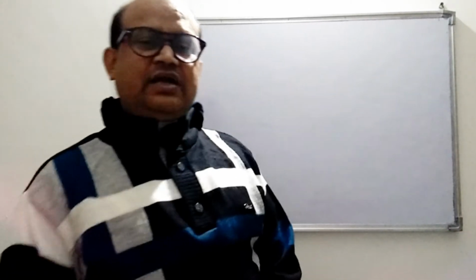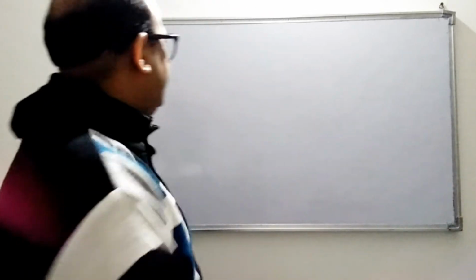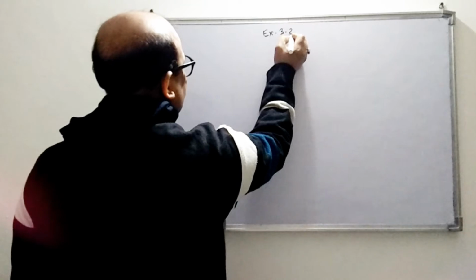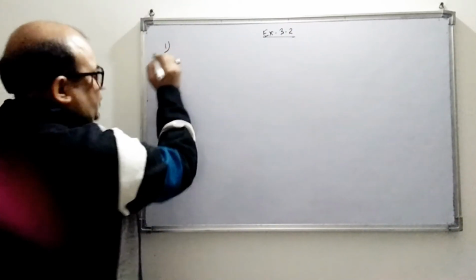Hello everyone. Last class I had done exercise 3.1, that is the first exercise of trigonometry. Now today I'll start with exercise 3.2. Let us start with exercise 3.2. Now question number 1. It says to find the values of all five trigonometric functions, from question number 1 to 5.